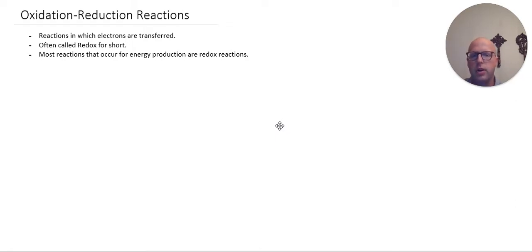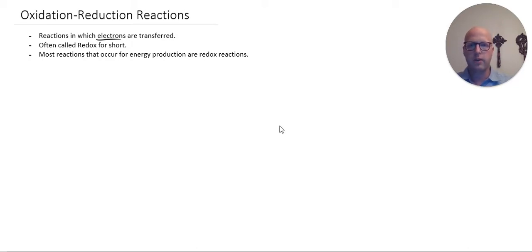So today we're going to start some new content. While we're reviewing in class, I'm going to go ahead and start lecturing over some new content. So this is redox reactions. Redox reactions are reactions in which electrons are transferred. Okay? That's the key thing for a redox reaction: an electron has to be transferred. They're often called redox for short, which I think I just did.